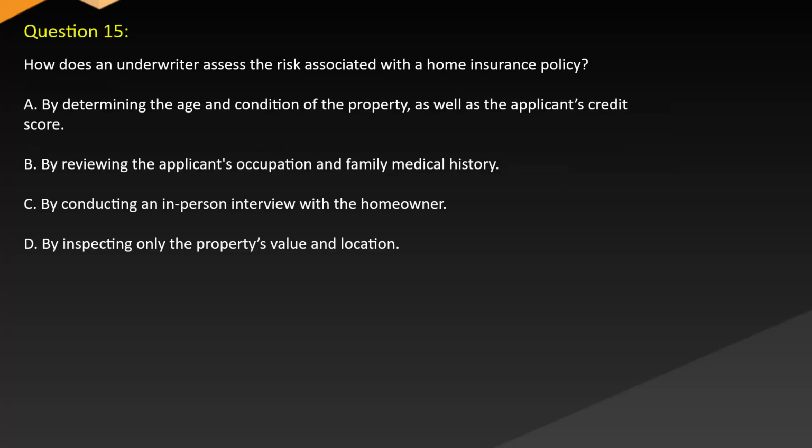Question 15. How does an underwriter assess the risk associated with a home insurance policy? A. By determining the age and condition of the property as well as the applicant's credit score. B. By reviewing the applicant's occupation and family medical history. C. By conducting an in-person interview with the homeowner. D. By inspecting only the property's value and location.